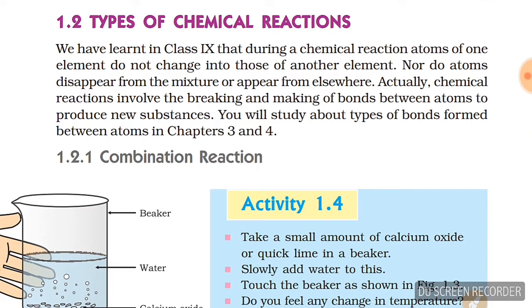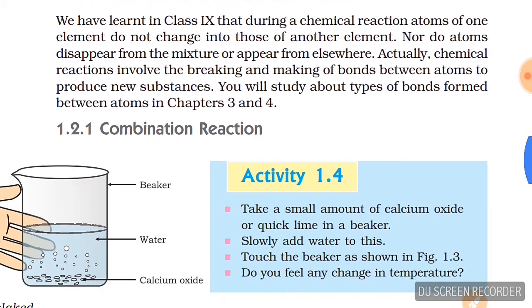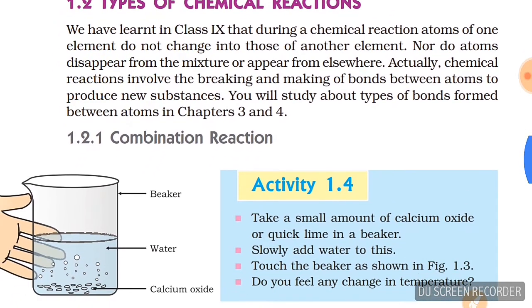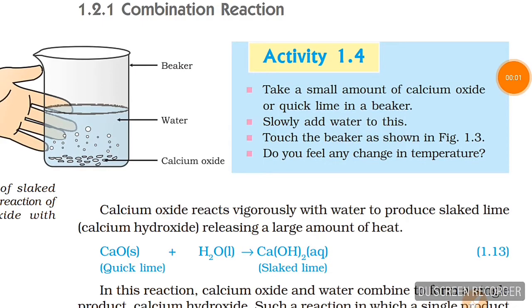पहला होता है combination. First is combination, next is decomposition, next is displacement, and last one is double displacement, as well as fifth we can count as oxidation and reduction reaction. So we can basically say that there are 5 reactions. There are basically 5 types of chemical reaction. So we will study with the first type, that is combination reaction.